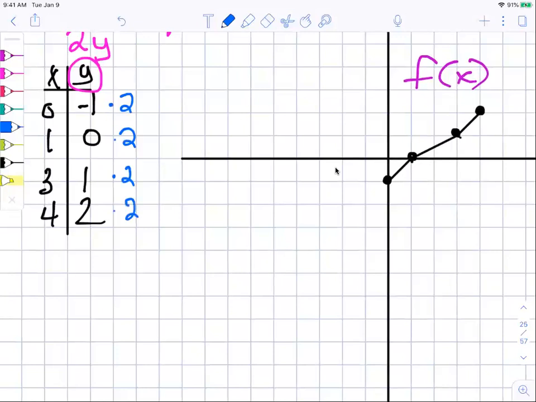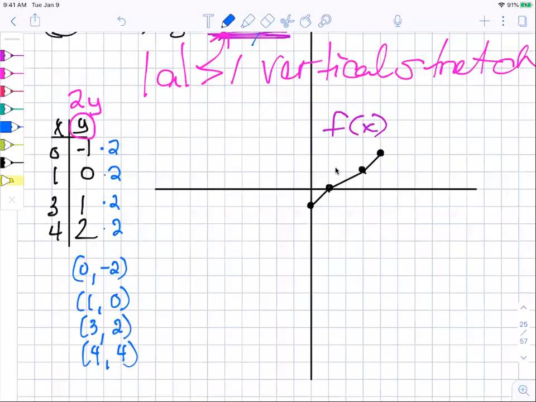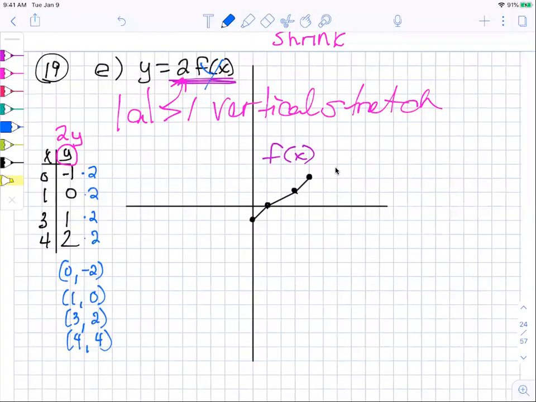I then have a new set of ordered pairs. So I would have a 0 with a -2. That's going to be my new point of this graph that I'm transforming. I would have 1 with 0, 3 is now with +2, and 4 is with +4. My x's aren't changing because there isn't anything inside the function f of x. There's nothing inside the parentheses with x to change the x variable.